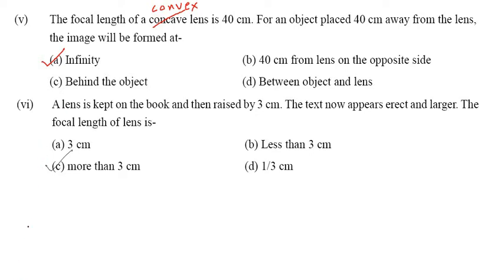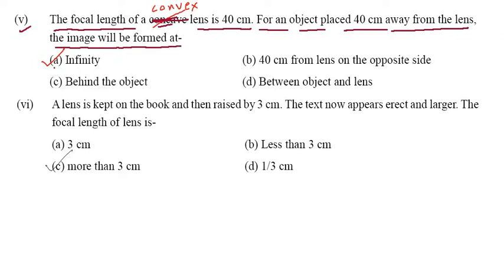The image is formed. Fifth one, the focal length of a convex lens. It is not a concave, it is the convex lens. It is 40 centimeter, for an object placed 40 centimeter away from the lens. The image will be formed at infinity. So that is the infinite.